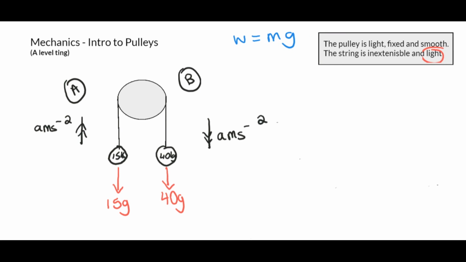The next thing, because this is an extensible string, which they do tell you, by the way, remember, T is going up here, T is going up here. Light work, you get me? So when it's an extensible string, these tensions are equal going up towards the pulley. Next step, what we do is solve. So let's look at A.